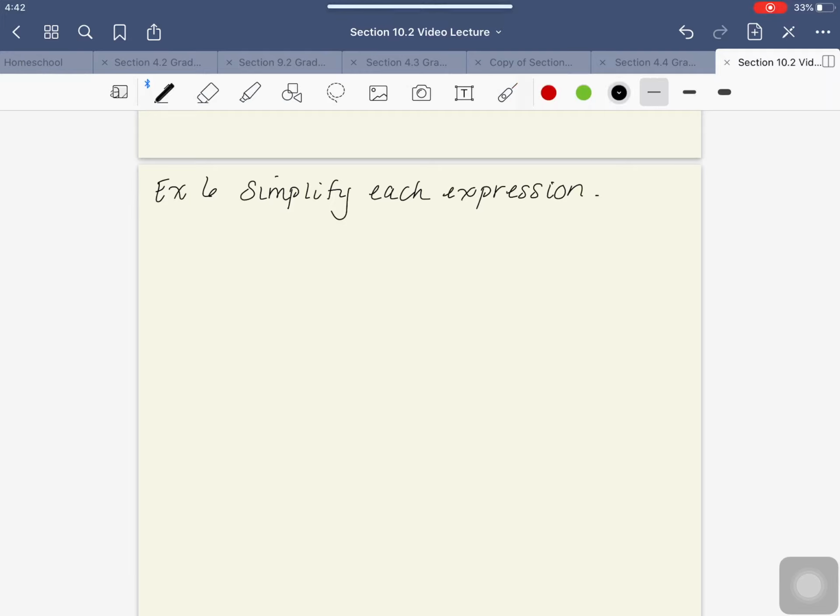All right, so we want to simplify each expression. 2 to the 1/2 times 2 to the 1/4. All right, so here we have exponents of like bases. We're going to keep that base the same and add the exponents. So 2 to the 1/2 plus 1/4 would be 2 to the 3/4. And you can leave it this way. You don't have to write it in radical form. You can leave your answer in exponential form.